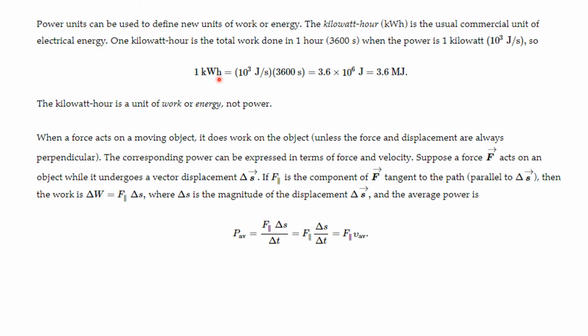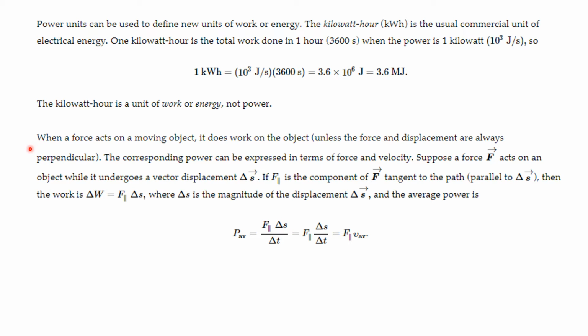So 1 kilowatt hour is a kilowatt, and a watt was a joule per second, so we have that here. But if we multiply that by an hour, which is 3,600 seconds, the seconds cancel, and you end up with this number. And so 1 kilowatt hour is a unit of energy or work, and it's 3.6 megajoules. So a kilowatt hour is a unit of work or energy, not power.